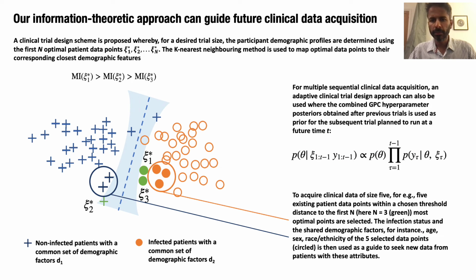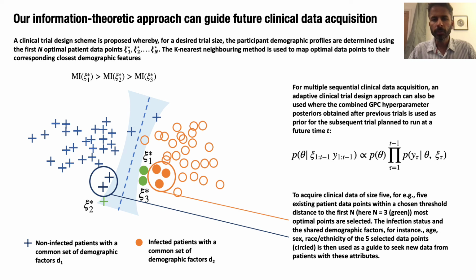Using our information theoretic approach, we can design the most optimal clinical trial given the limited resources. We propose using a k-nearest neighbors metric to map the optimal data points to their nearest neighbors in the existing data set. The demographic features of these nearest neighbors, such as age, sex, race, ethnicity, etc., can then be used to design the profiles for the participants of a future clinical trial.